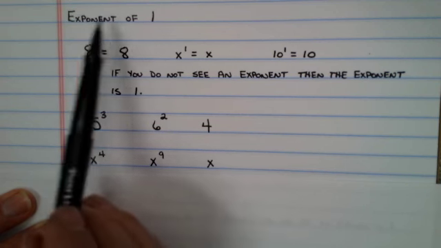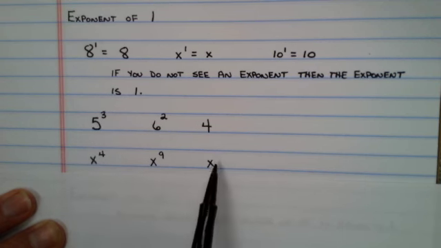So an exponent of 1 is an exponent that you don't always have to write down, and most of the time they will not write it down. The next special exponent is an exponent of 0.